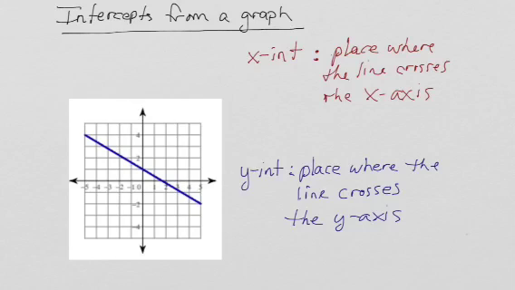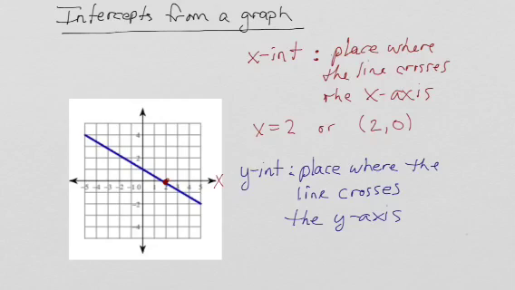So to find the x-intercept from a graph, what you're doing is just looking for the place where the line crosses the x-axis. So you'd have to know that that's the x-axis, and where does the line cross it? And it looks to me like it's crossing at x equals 2, or if you wrote it in ordered pair form, x is 2, y is 0 at that spot.